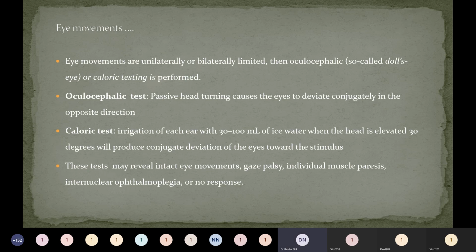So eye movements can be unilateral or bilateral. Usually we have to examine for the doll's eye phenomenon or a caloric test. The doll's eye phenomenon is the oculocephalic test. Passive head turning causes the eyes to deviate conjugately in the opposite direction. That is called the doll's eye phenomenon. The caloric test is irrigation of each ear with 30 to 100 ml of ice cold water when the head is elevated at 30°. It produces conjugate deviation of the eyes towards the stimulated ear.